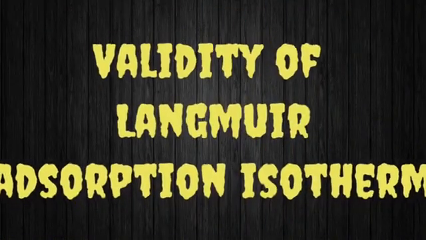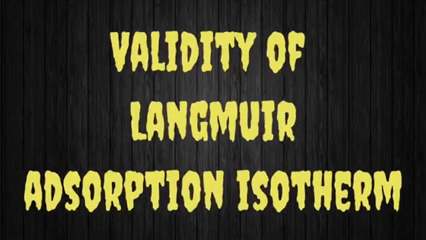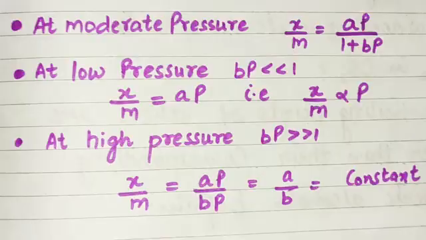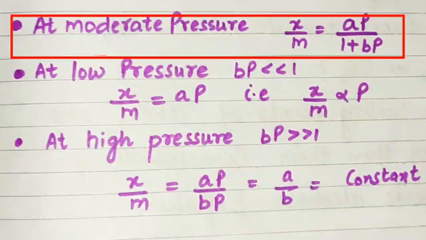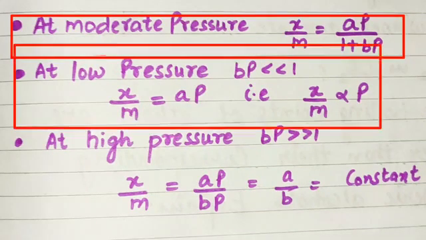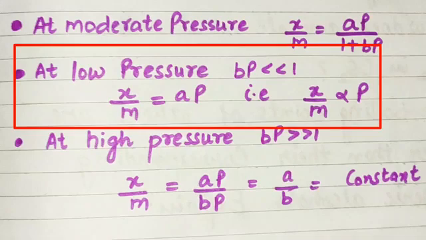Students, let's discuss the validity of Langmuir adsorption isotherm. At moderate pressure, x upon m is equal to ap upon 1 plus bp. At low pressure, bp is very much less than 1. It means x upon m is equal to ap. That is, x upon m is directly proportional to p.